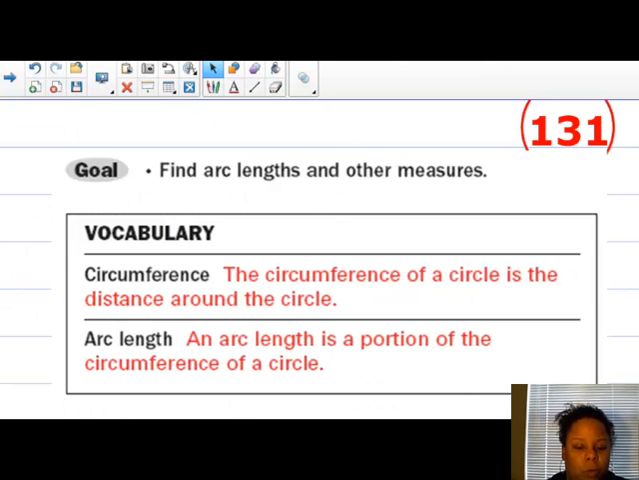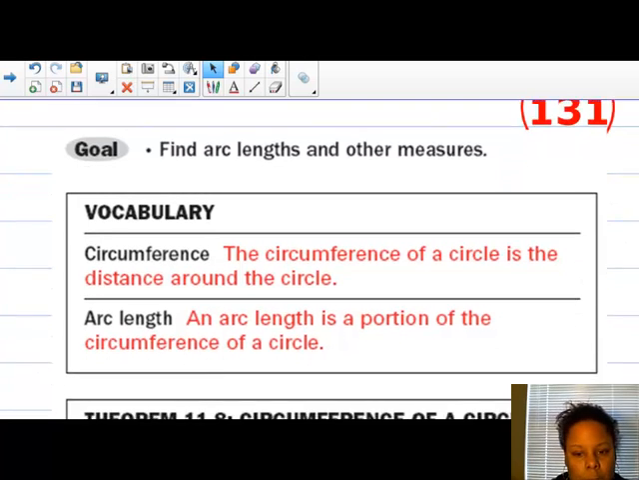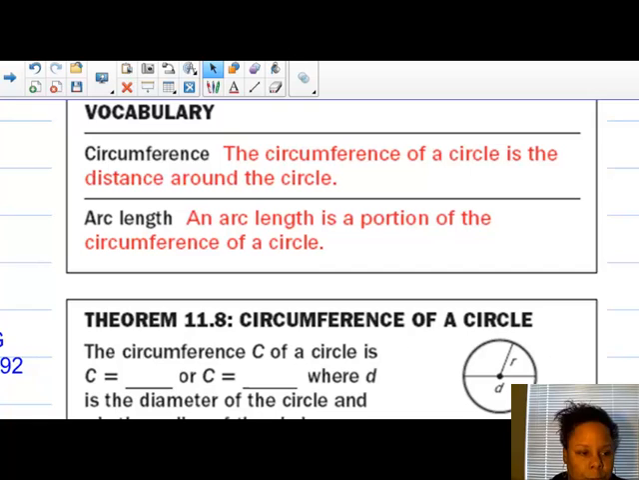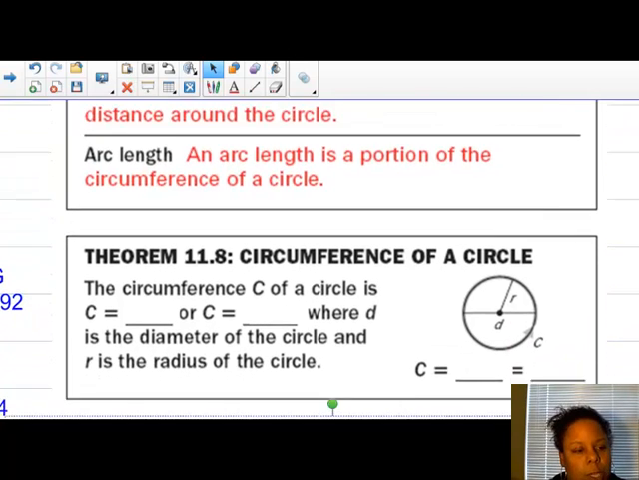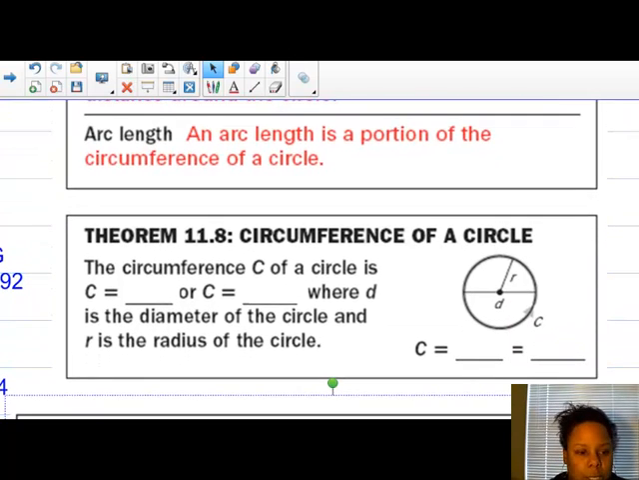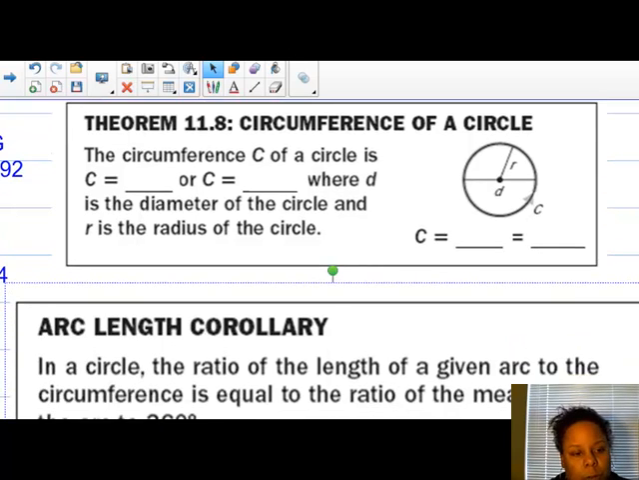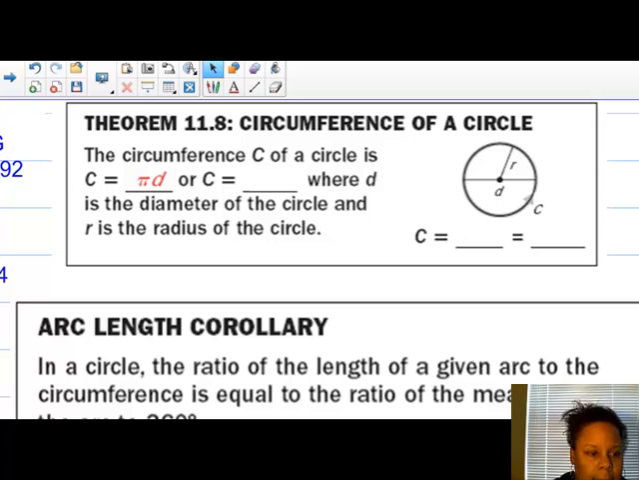Page 131 talks about arc lengths, but first we talk about circumference. We know that the circumference is the distance around the circle, so an arc length is a portion of the distance around the circle. For those who don't remember the formula for the circumference of a circle, it's pi times d, where d is the diameter, or it's 2 pi r, because the diameter is twice the length of the radius. Either of those is sufficient, and that's going to be used for our whole length.